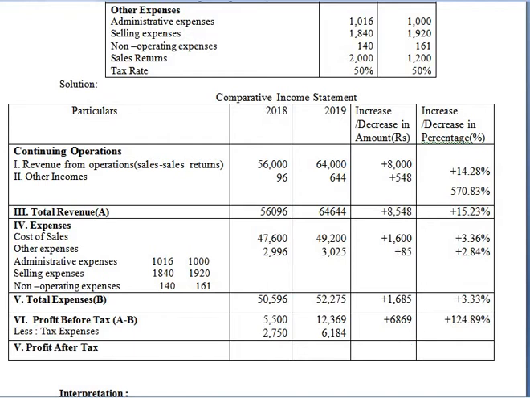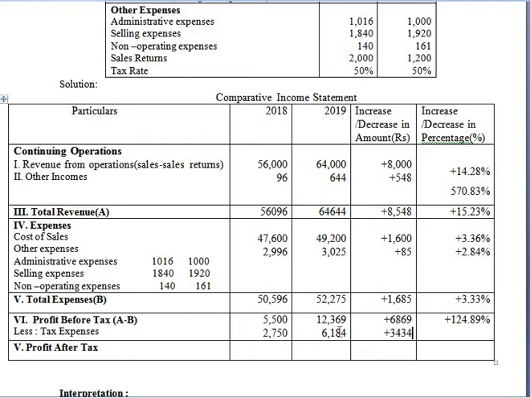Before that, we have to find out how much is the increase. So 2,750 minus 6,184, which is equal to 3,434. 3,434 is the increase, so write a plus sign.